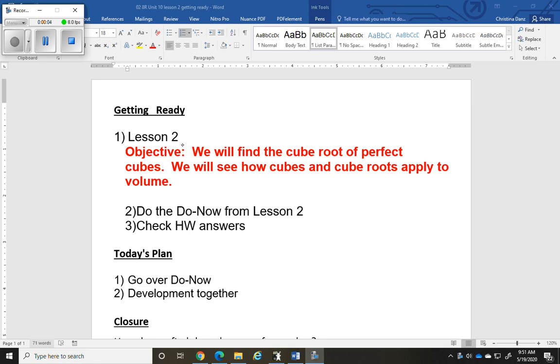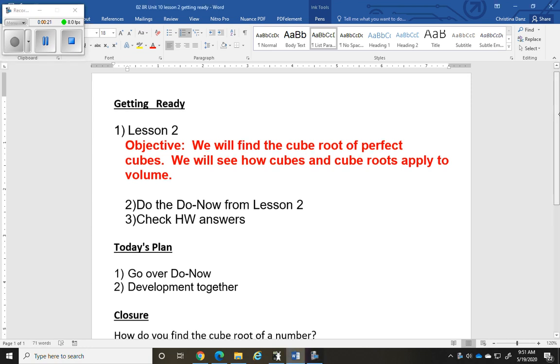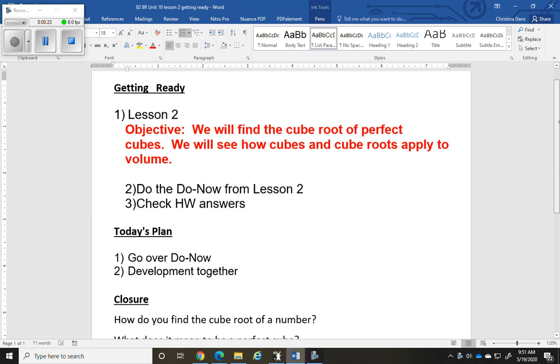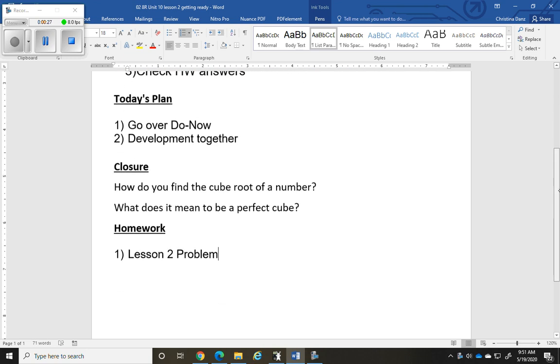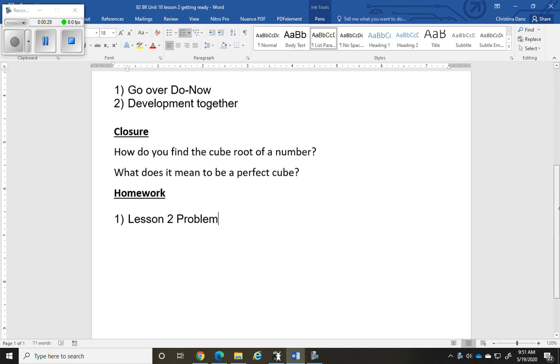So we're on lesson 2 today. Today we're going to be finding the cube root of perfect cubes. And we'll see how cubes and cube roots apply to volume. You have a do now that you could try before you watch me do it, and check your homework answers from the night before you move on to this lesson. Make sure you could do square roots first. So I will go over the do now and I'll do the development with you.